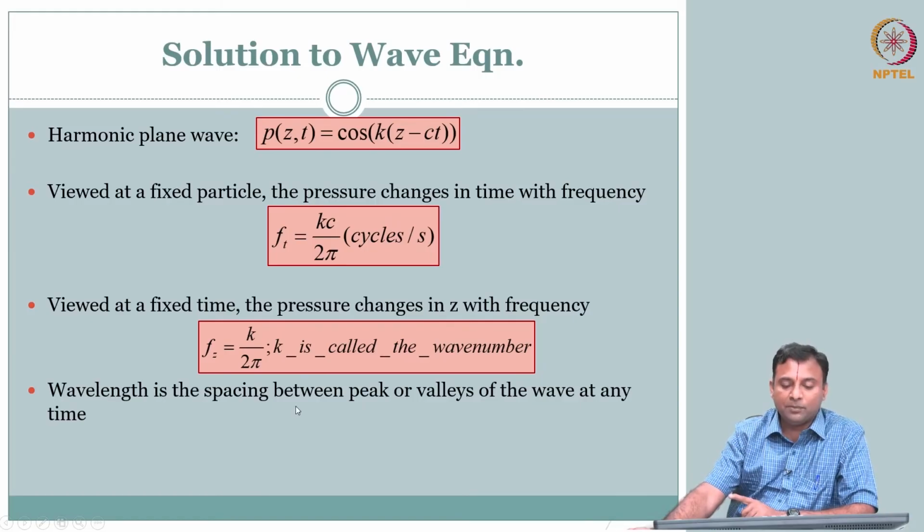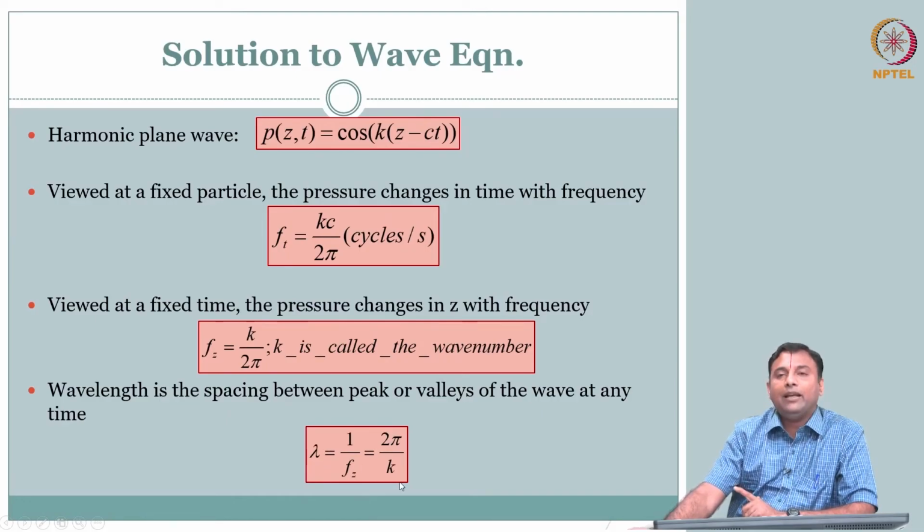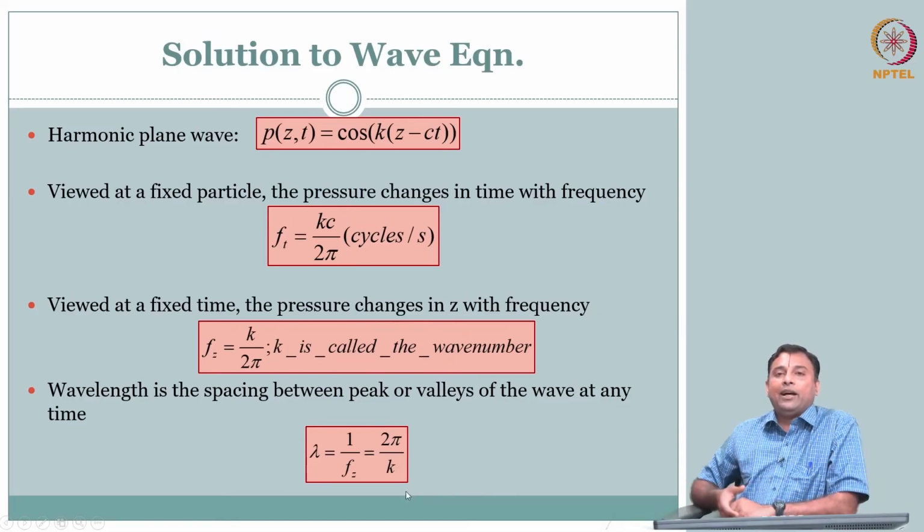Wavelength is the spacing between peaks or valleys at any time. Now, I am saying Fz is the frequency. So, naturally these two should be related. So, lambda is nothing but 1 by Fz, which is 2 pi by k. Lambda is your wavelength, and k is your wave number. So, we can think of wave number k as equal to 2 pi by lambda.